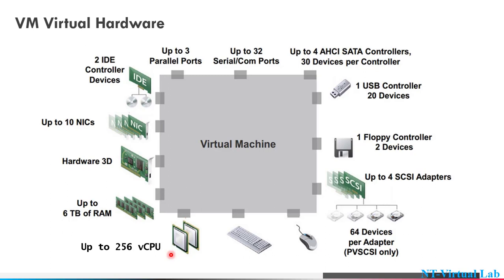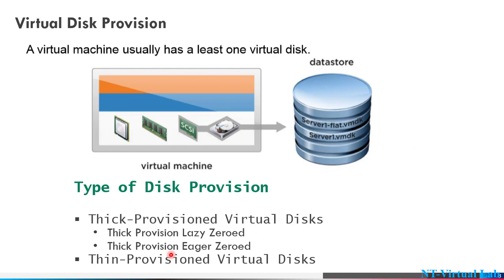the virtual machine hardware version will be 17 in ESXi 7.0. Then the disk provisioning. When we create any virtual machine, that virtual machine needs a disk to store its files. So we assign a virtual disk. A virtual disk is completely like a physical traditional disk, but it is a kind of file that is stored on your data store.